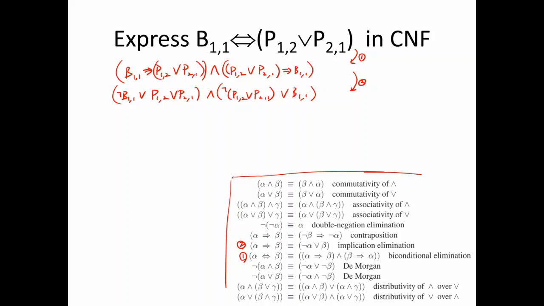Then we're going to use De Morgan's law to distribute the negation. So this thing becomes not P12 and not P21. Okay, I'll just write out everything else. And then we use distributive property.